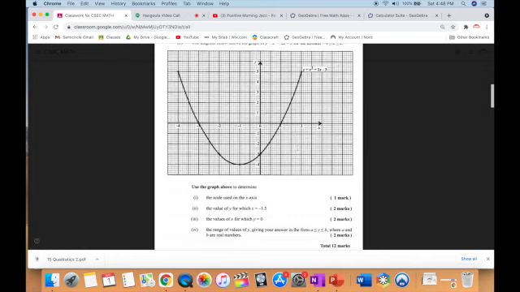So they say here, use the graph above to determine the scale used on the x-axis. Well, that's kind of dumb, right? 1 mark, I guess, right? The value of y when x is 1.5. Oh gosh. The values of x for when y is 0.